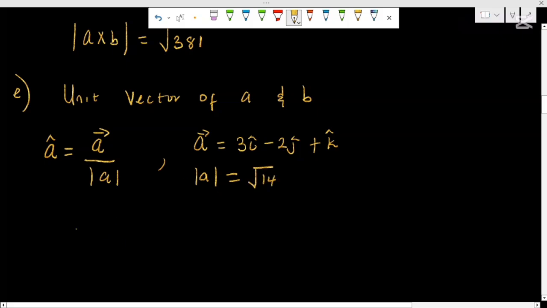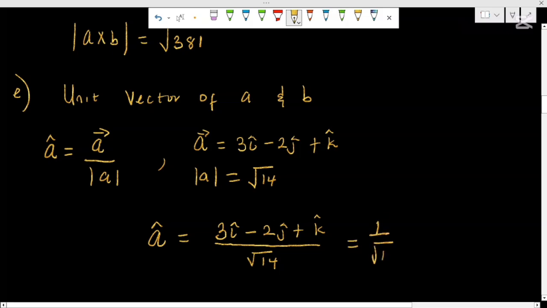So let's just plug them in now. It means that our unit vector A will be equal to 3I minus 2J plus K over the square root of 14. And you can rewrite it if you want. You can write it as 1 over the square root of 14 into bracket 3I minus 2J plus K. It's as simple as that. That is our unit vector for A.